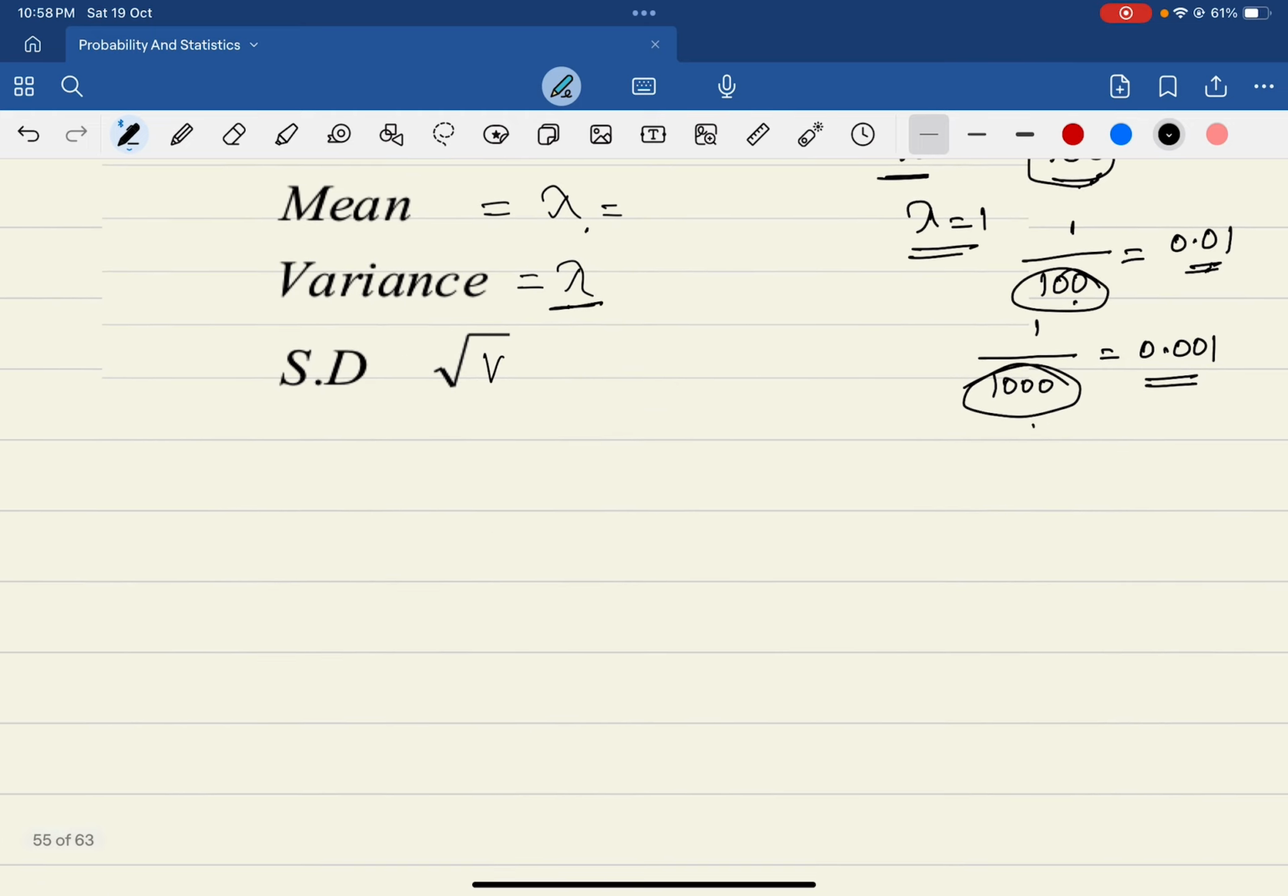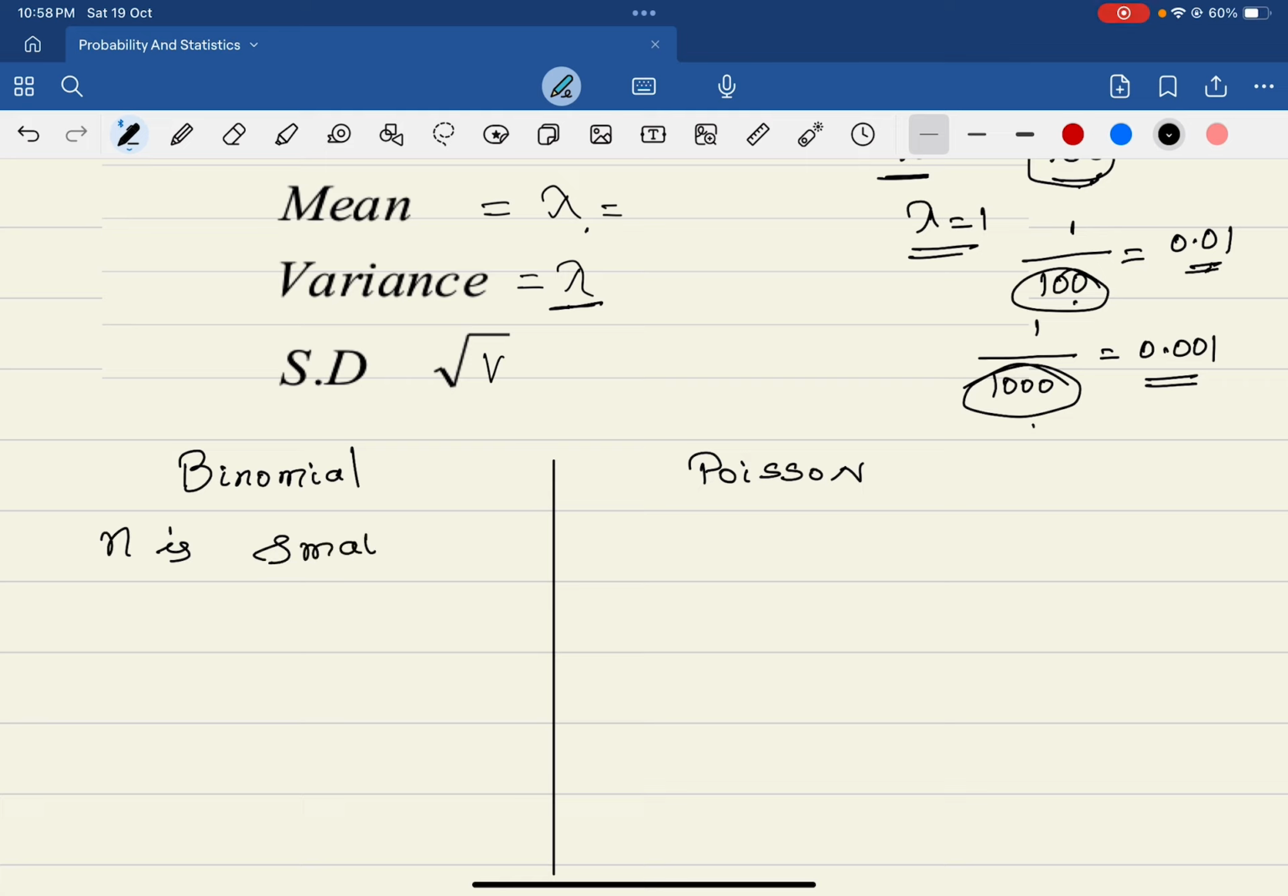Let us now make a difference between binomial and Poisson so that it will be easy for you to memorize. Let us write down clearly what those are. First of all, in the binomial, n, the number of trials, is small, and in the Poisson the number of trials n is large. Now, what is the mean in the binomial distribution? The mean is given by n into p. And what is it in the Poisson? The mean is also np, that is equal to lambda.